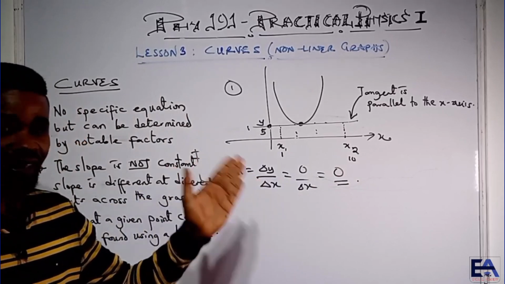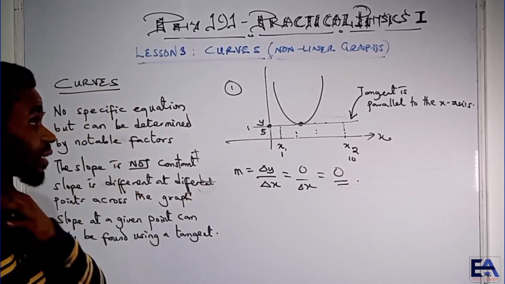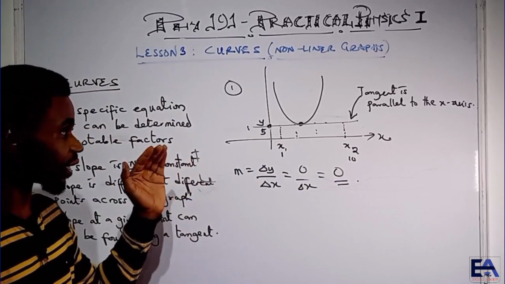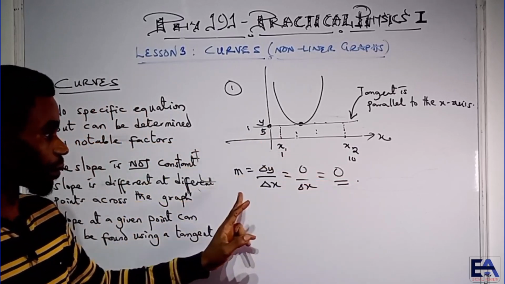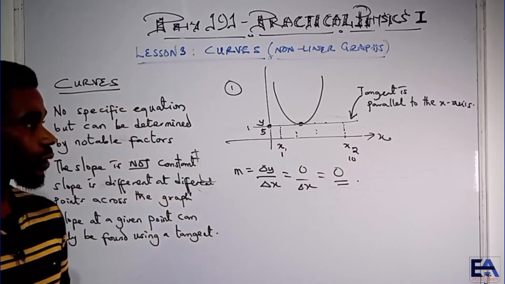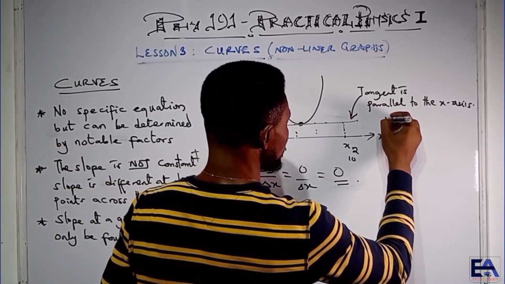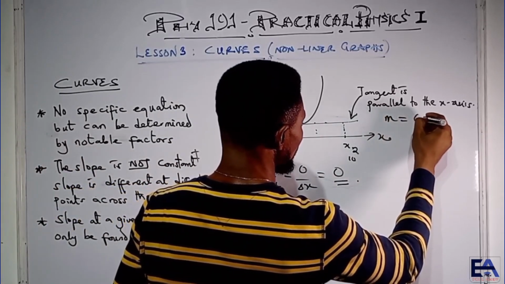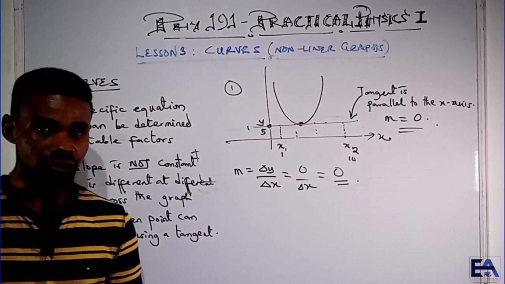So what is the lesson that we learned here? The lesson learned here is that when the tangent is parallel to the x-axis, the slope is always equal to 0. When the tangent is parallel to the x-axis, you see that the slope is equal to what? Always equal to 0 when the tangent is parallel to the x-axis.